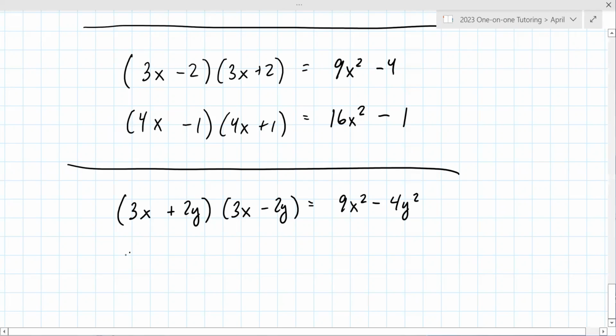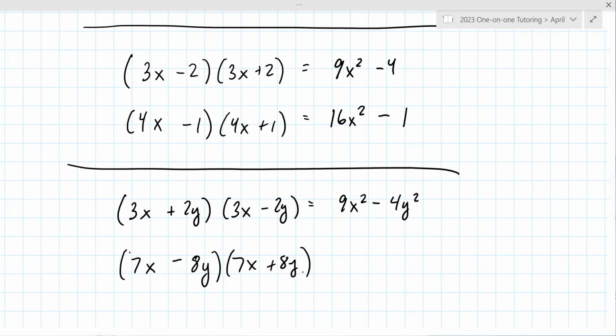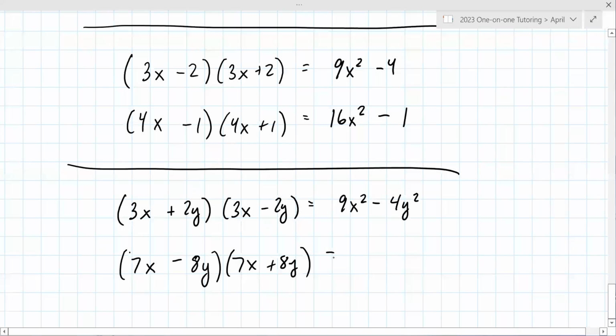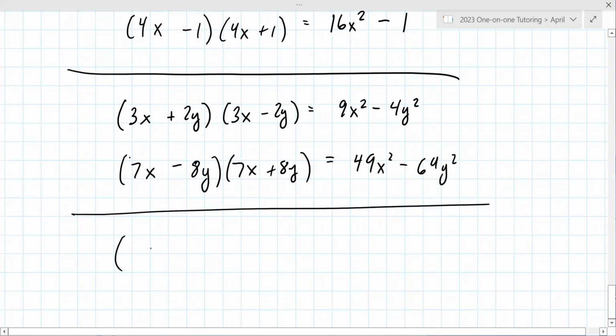All right, let me give you one more here. 7x minus 8y, 7x plus 8y. 49x squared minus 64y squared. Did you say 49x squared minus 64y squared? Yeah. Okay. And then the last type here that you might see, you've really got this down, but let's say it's like this.